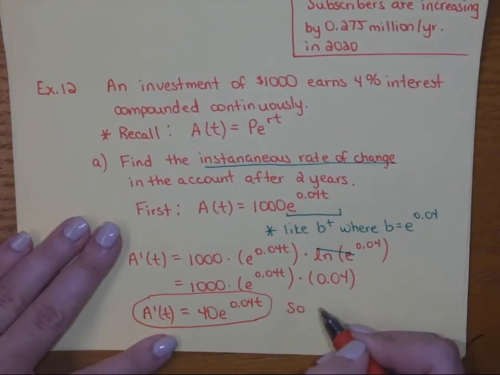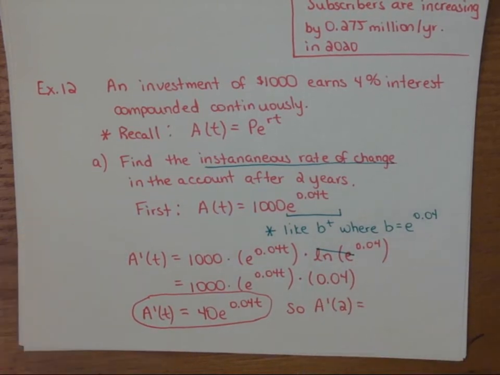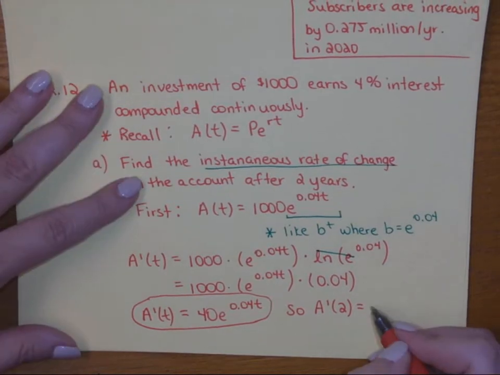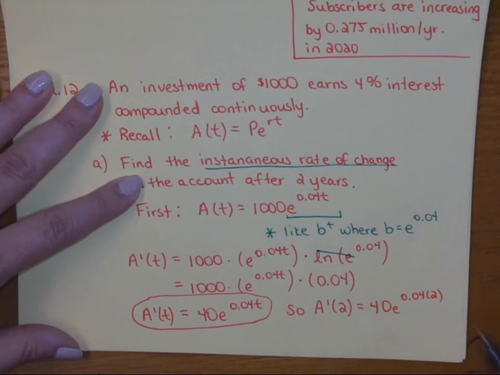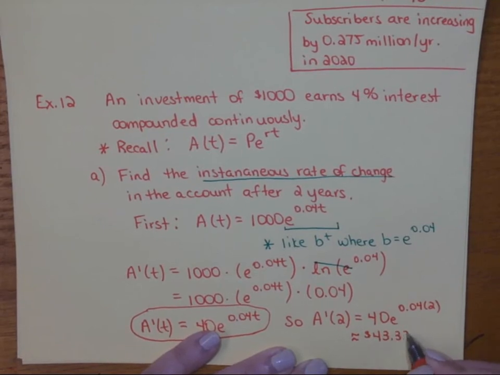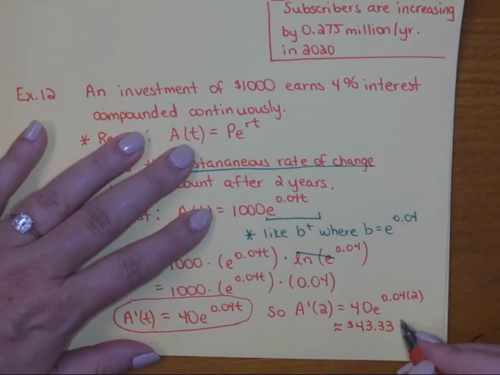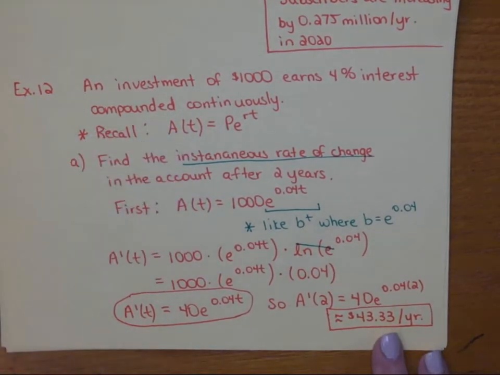So if I want to know what the rate of change is 2 years in, I just need to plug in 2 to my rate of change formula. Rate of change meaning derivative. So if I do 40 times e to the 0.04 times 2 power, and I round it to the nearest cent because it is money, then I'll get 43.33. And make sure you write it as a rate of change. This is per year. So in other words, I'm getting an increase or a boost to my account of 43.33 a year at the 2-year level.